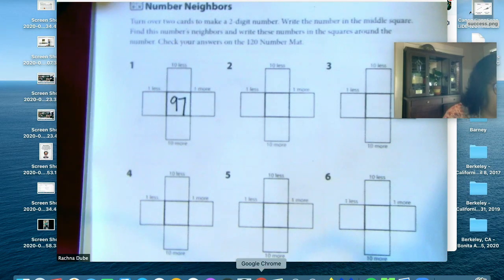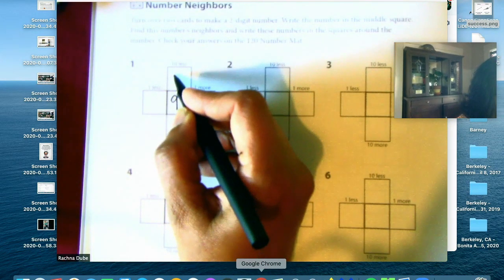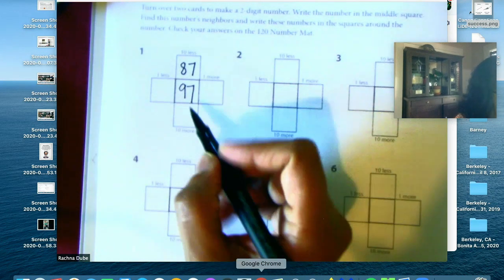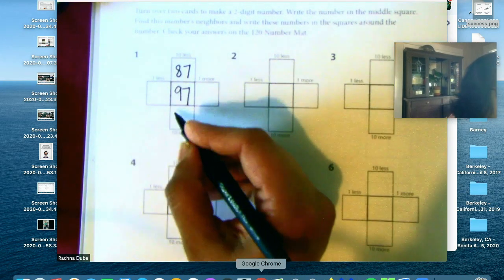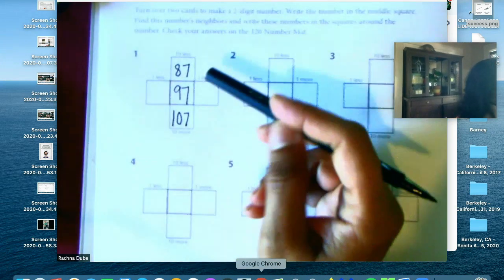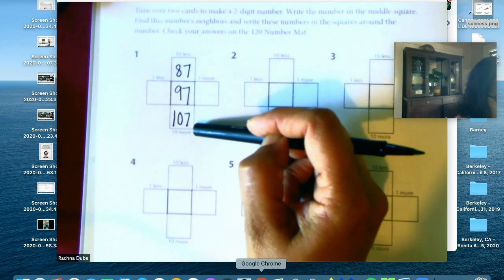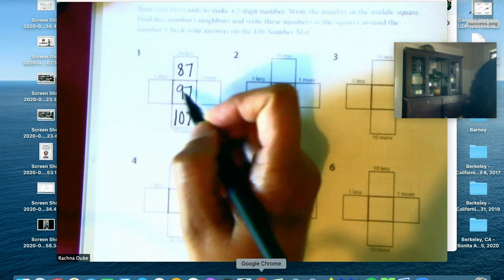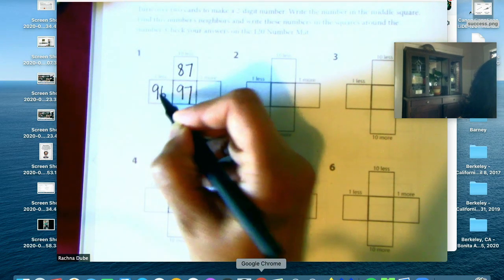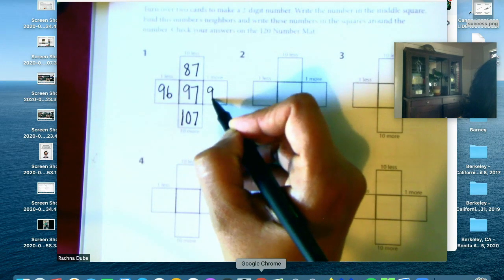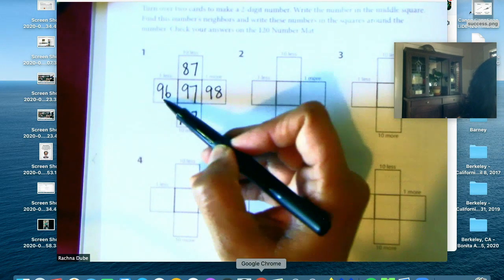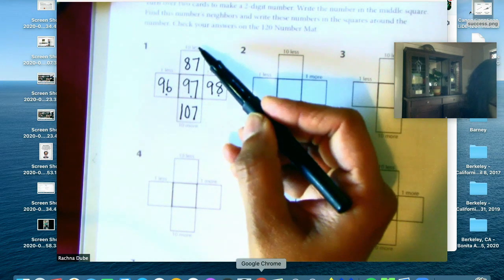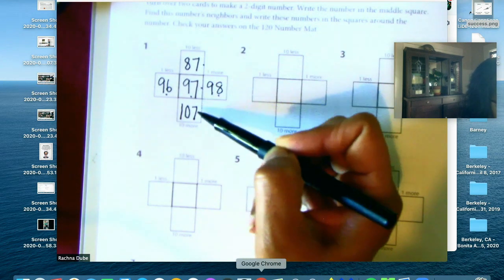Okay, 97. 10 less than 97 would be 87, right? 10 more than 97 would be 107. So if we were counting by tens, it would go 87, 97, 107. Now we're counting one less. 97, one less would be 96. One more would be 98. See if it sounds right. 96, 97, 98. Yep. And counting by tens, 87, 97, 107.